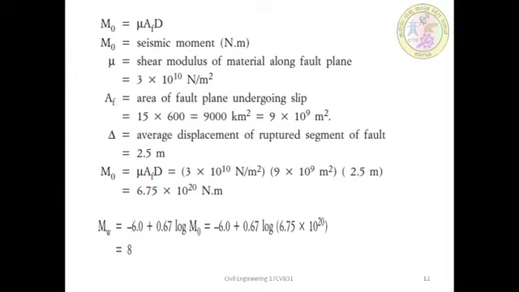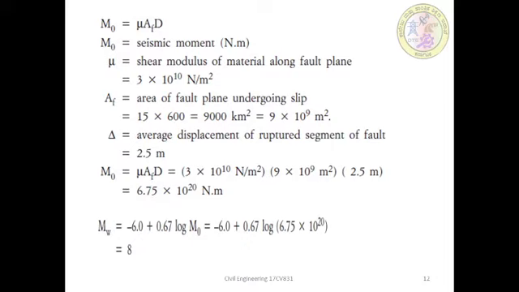Here it is taken as 3 into 10 raised to 10 Newton per meter square, and Af is equal to the area of the fault plane. So it is 15 kilometer by 600 kilometer. That's why 15 into 600, so that is 9,000 kilometer square. Convert it in terms of meter square.